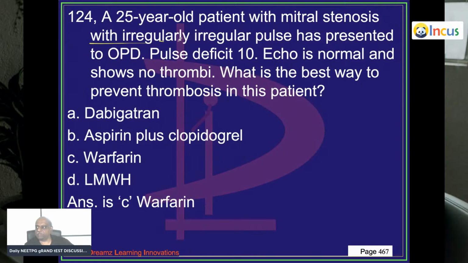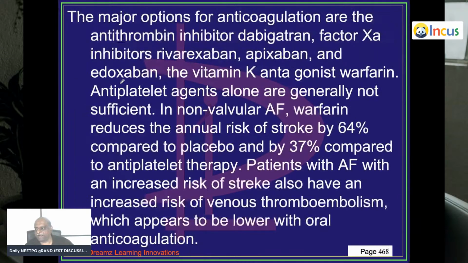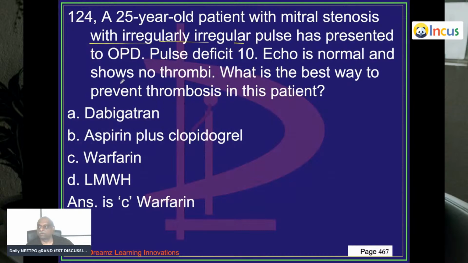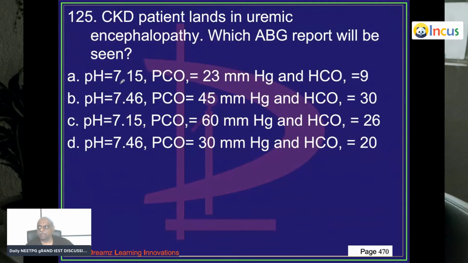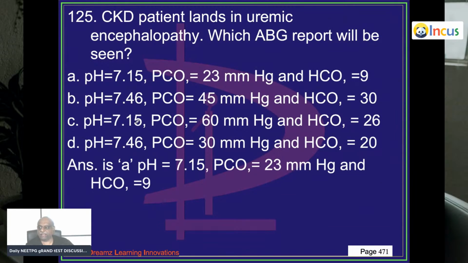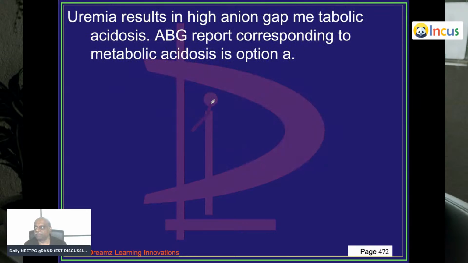25-year-old with mitral stenosis, irregular pulse means atrial fibrillation. So you need to start on warfarin. CKD patient lands in uremic encephalopathy. What will you see in CKD? Acidosis. Metabolic acidosis, not a respiratory. High anion gap metabolic acidosis.